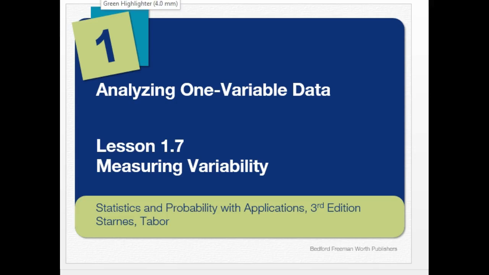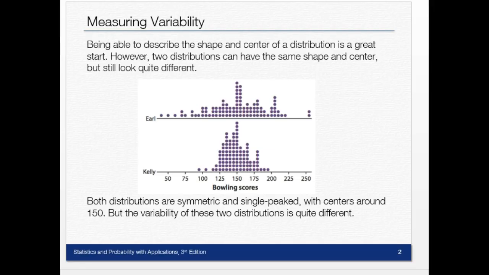All right, in 1.7, we're going to talk about measuring variability. So being able to describe a shape and the center of a distribution is a great start. However, two distributions can have the same shape and the same center, but look quite different. So look at these two.